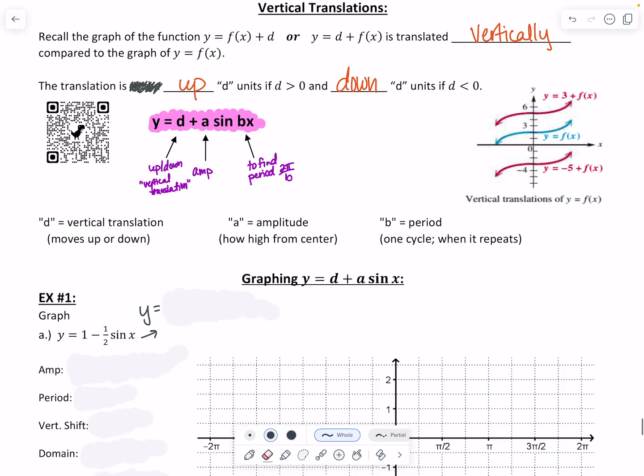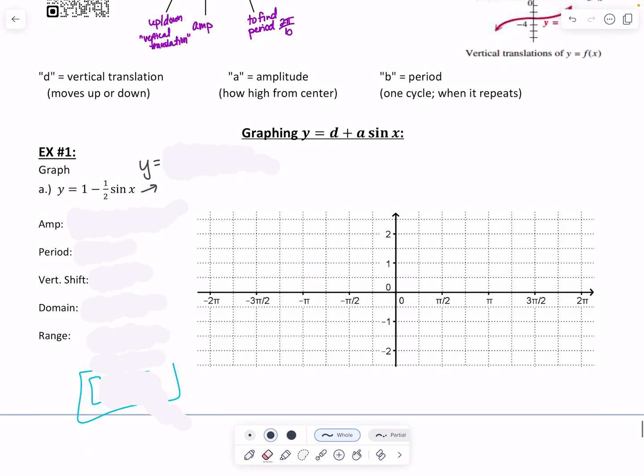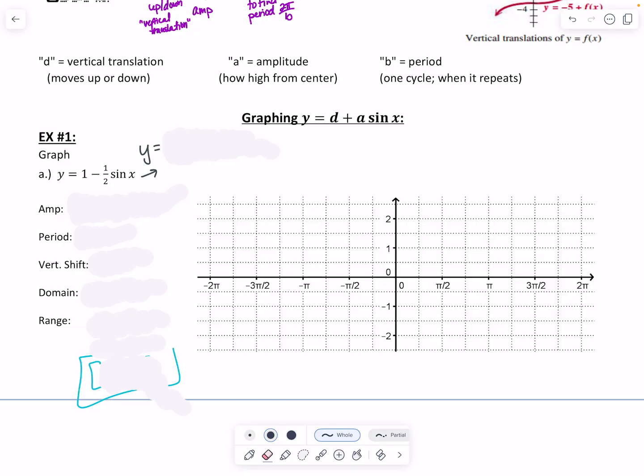All right, so let's do an example here where we're asked to graph this, y equals 1 minus 1/2 sine of x. You can leave it in this order, or if it makes you feel better, you can move it around a little bit. You can take that positive 1 and bring it to the back if you'd prefer to see it that way. And you can look at it as a negative 1/2 sine of x plus 1. Okay, now either way, we should be able to pick out all of the important pieces, our amplitude, our period, and our vertical shift from either of those equations.